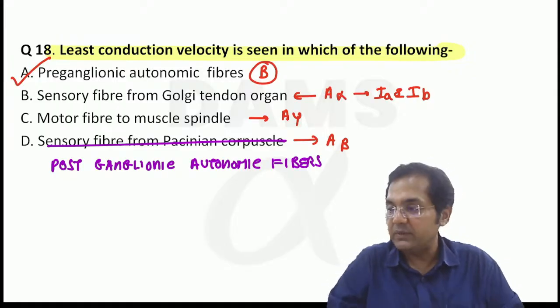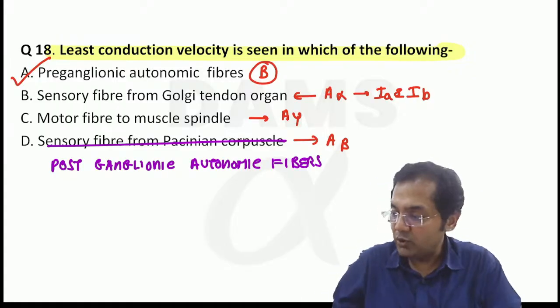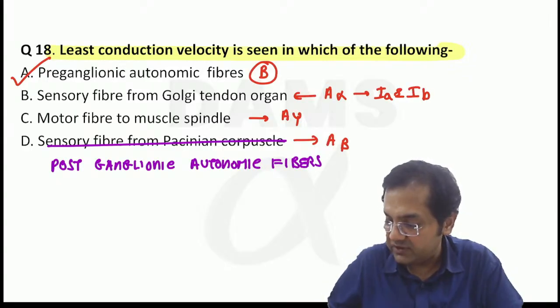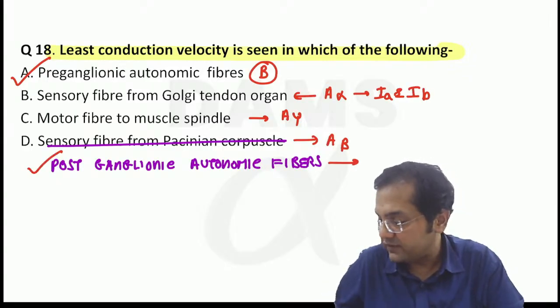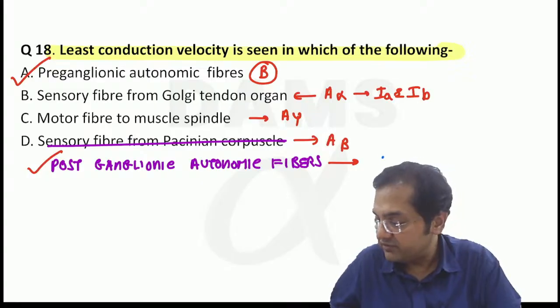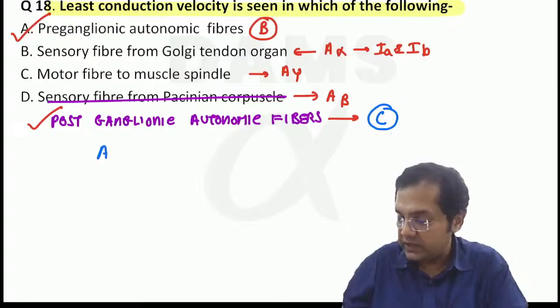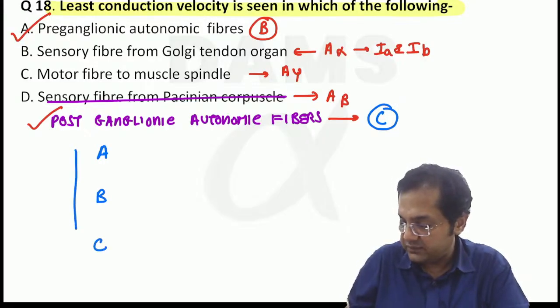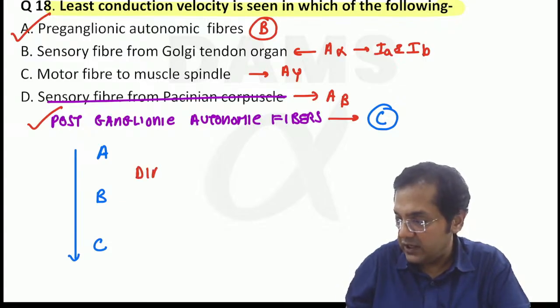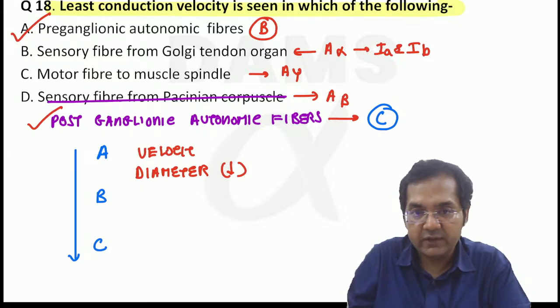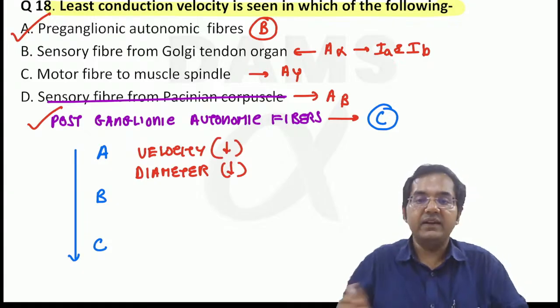Now tell me what is the best answer. Very good. Postganglionic autonomic fibers will now become the answer because this is fiber C now. That's right. So the carry home message: as I go from A to C, the diameter decreases and velocity also decreases, right?